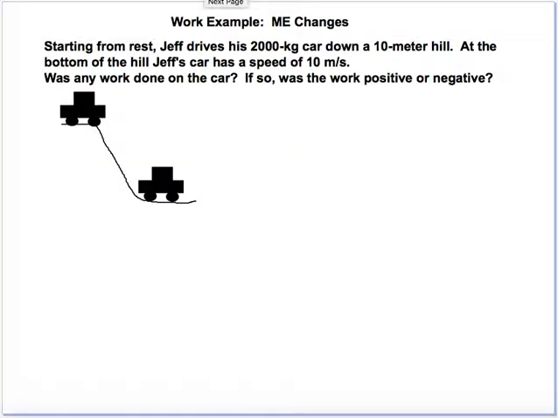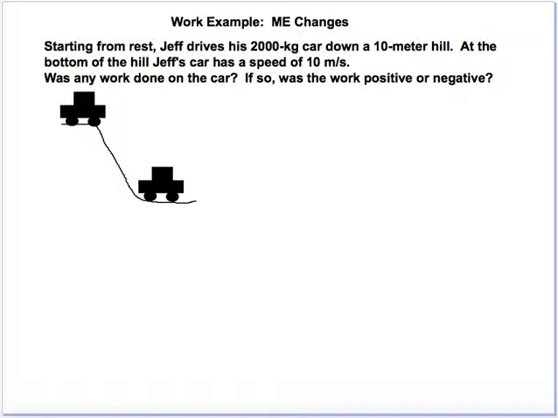Okay, so now we're going to go over some examples of work being done. We're going to look at some word problems. So here's our first one. It says, starting from rest, Jeff drives his 2,000 kilogram car down a 10-meter hill. At the bottom of the hill, Jeff's car has a speed of 10 meters per second. Was any work done on the car? If so, was the work positive or negative?